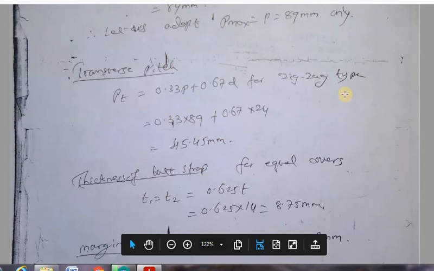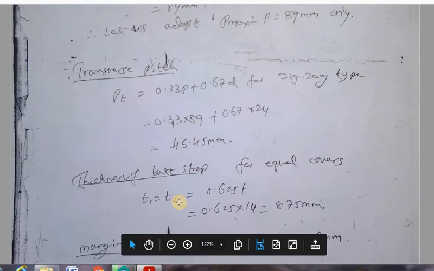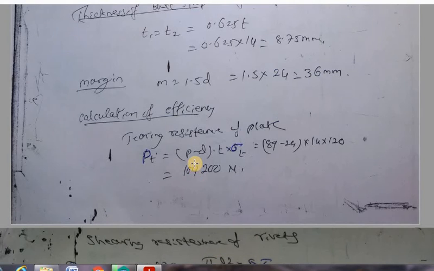Transverse pitch, again for zigzag riveting, which he has already given as zigzag alignment, is 0.33 p plus 0.67 d. When I substitute the values, I get 45.4445. You can round this up to 46 also in case you want. Thickness of butt straps: since for equal covers, meaning equal width covers, the thickness is also going to be the same. t1 is equal to t2. So 0.625 t. When I put the value, it is 8.75. Margin is going to be 1.5 d, 1.5 d, so it comes to 36. Now for the efficiency calculation, the tearing resistance of the plate Pt is (p minus d) t sigma t.